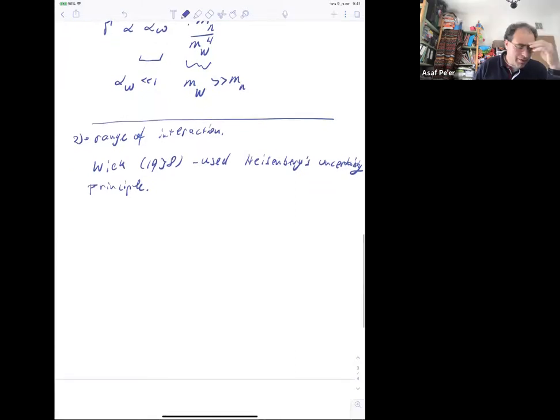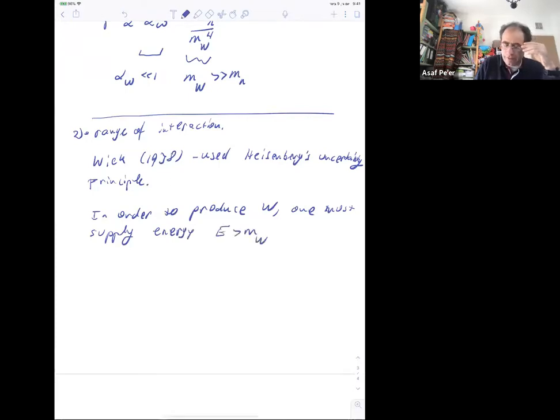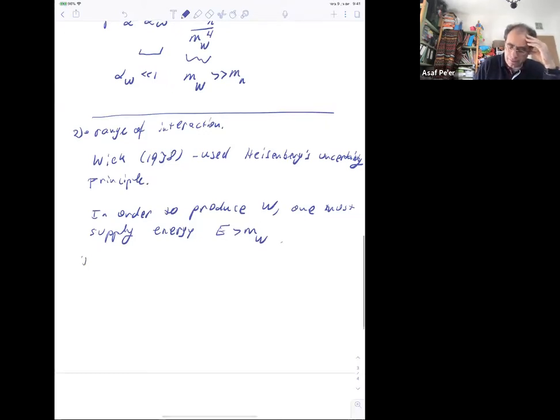Let me just write it down this way. In order to produce the W, one must supply energy E greater than m_W. Now this energy does not exist, because the neutron mass is smaller than m_W.